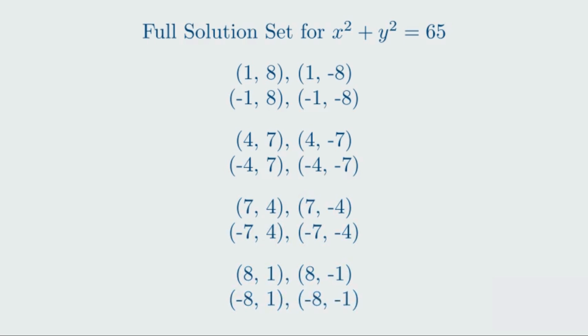You might have noticed a pattern. The solutions come in sets. If (a, b) is a solution, so are (a, minus b), (minus a, b), and (minus a, minus b). Also, if the numbers are different, like 1 and 8, then (8, 1) and its variations are also solutions. This happens because the equation is symmetric in x and y.